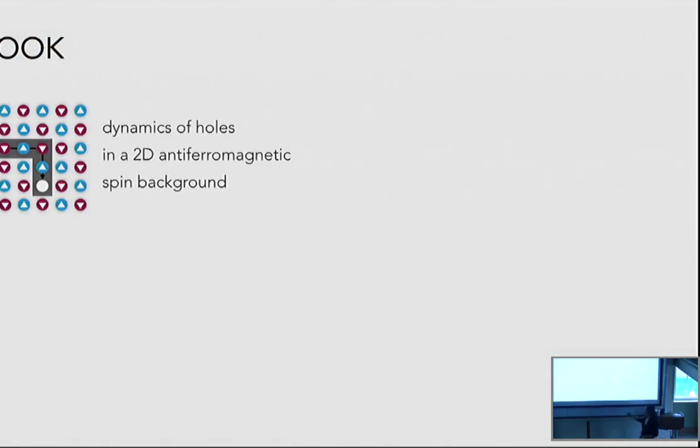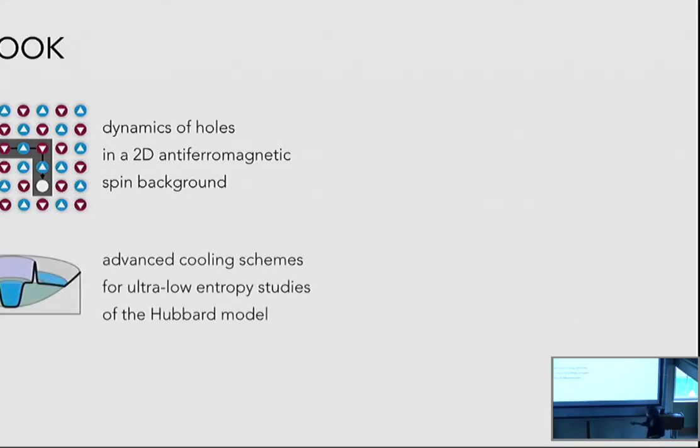On top of that, we are also currently pursuing looking at the dynamics of holes on this 2D antiferromagnetic background. For example, if you have this bound spinon-chargon pair, then you should see that when you first release that hole, it's going to move very quickly with the tunneling time until you start seeing that it's now bound by the spinon at the other end, after which it should move more slowly with the time scale of this spinon. And then, of course, as I just mentioned, these more advanced cooling schemes.